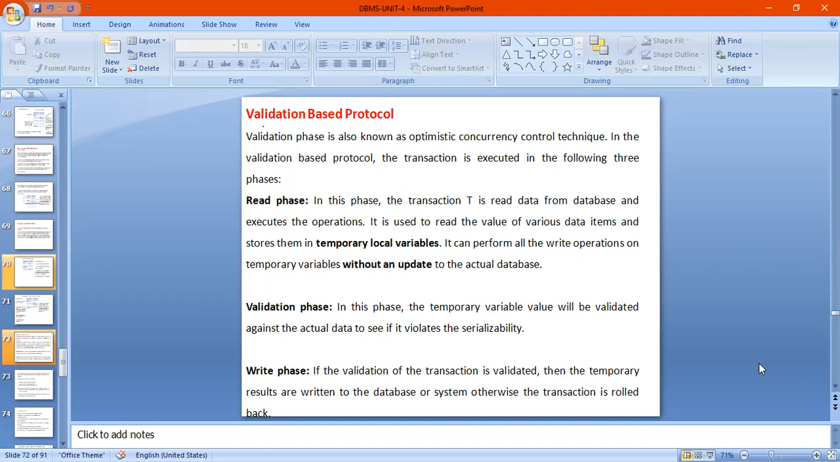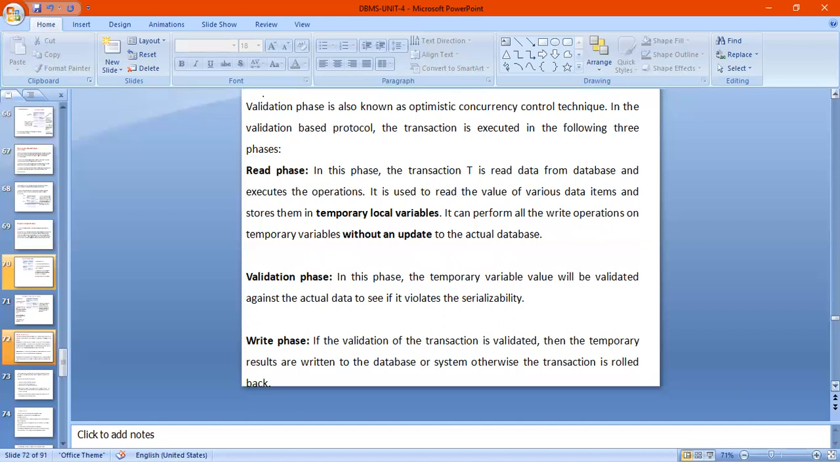In the read phase, the transaction T reads data from the database and executes the operations. It is used to read the values of various data items and stores them in temporary local variables. It can perform all the write operations on temporary variables without an update to the actual database. Validation phase: in this phase, a temporary variable value is validated against the actual data to see if it violates serializability. Write phase: if the transaction is validated, then the temporary results are written to the database, otherwise the transaction is rolled back. We have seen the same before also.